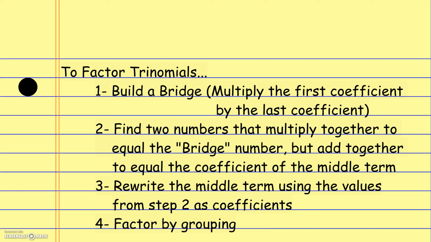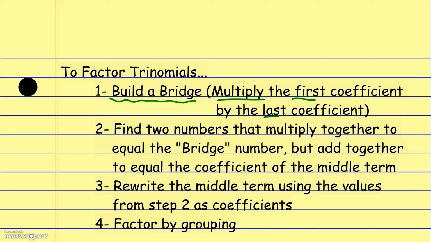We build a bridge, and that's not really a technical term. That's just an easy way to remember this. What we do is we take the first coefficient and the last coefficient, and we multiply them, okay? So we multiply the first and the last coefficients. And that's what I mean by build a bridge. Take the first term and the last term, essentially, and multiply them. Because we just look at the coefficients, all right?